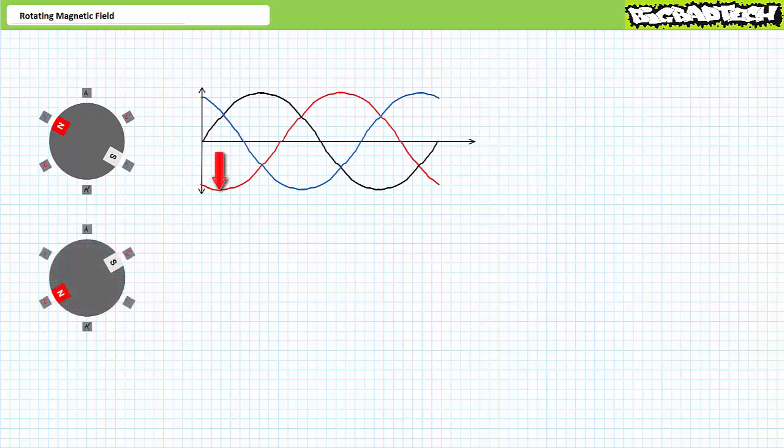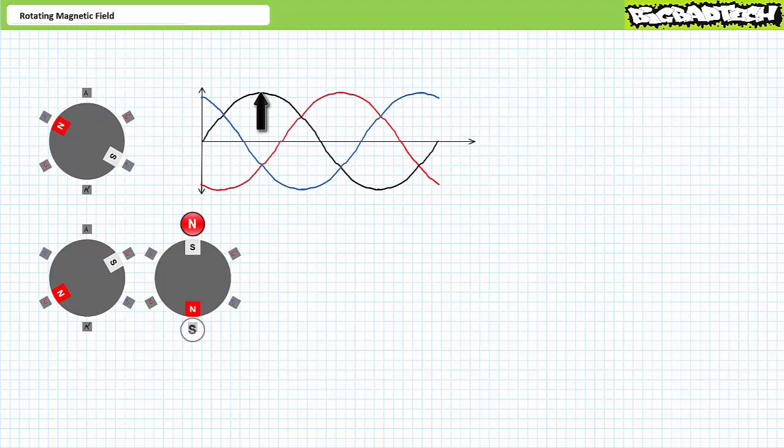The first interesting thing happens when L2 peaks negatively. C is the south, C' is the north. The north end of the rotor is attracted to C, and the south end of the rotor is attracted to C'. The motor turns counterclockwise. Some moments later, L1 peaks positively. A is the north and A' is the south. The north end of the rotor is attracted to A', and the south end of the rotor is attracted to A. The rotor continues to turn counterclockwise.